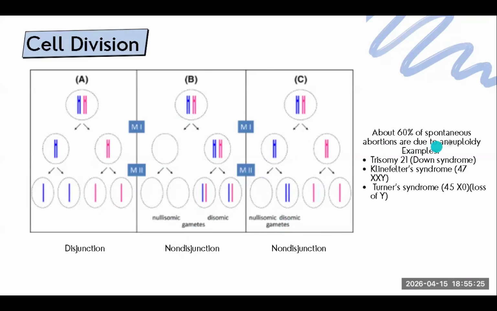About 60% of spontaneous abortions are due to aneuploidy. Aneuploidy simply means an incorrect number of chromosomes in a cell, okay? Examples of conditions are trisomy 21, Down syndrome, Klinefelter syndrome, which has 47XXY. You have an extra X chromosome. And Turner syndrome, which is 45 chromosomes, X, and there's a loss of the second sex chromosome, okay? So it's 45X0.